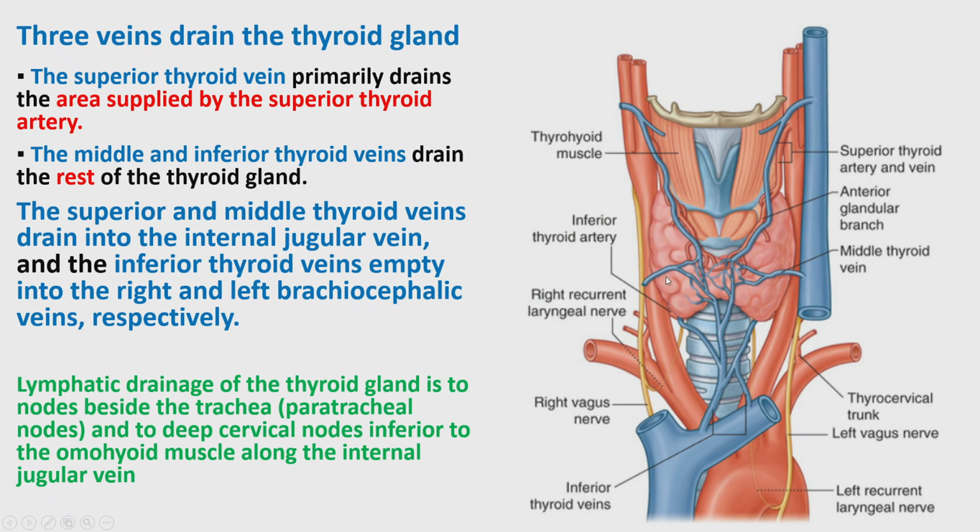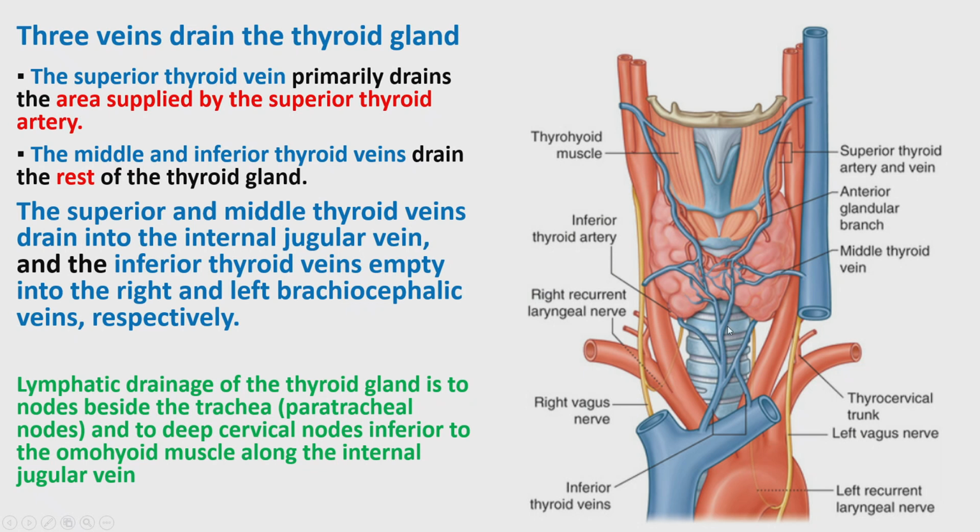Then we have the middle thyroid vein and the inferior thyroid vein, which do not copy arteries and drain the rest of the thyroid gland. The inferior thyroid vein empties directly to the brachiocephalic vein. The middle thyroid vein drains to the internal jugular vein. Remember, we don't have a middle thyroid artery. Yes, we have superior, inferior, and ima. But additionally we have the middle thyroid vein, which drains to the internal jugular vein.